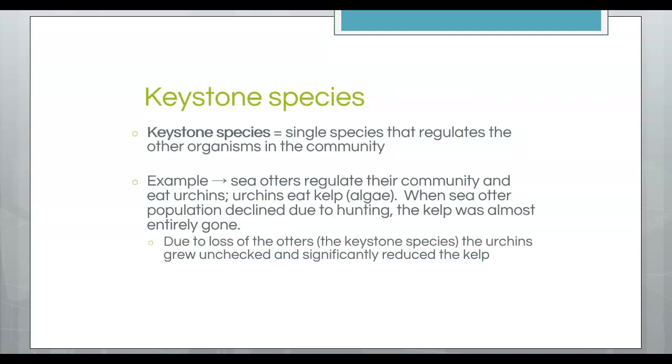Other biotic interactions include keystone species. This is when a single species will regulate other organisms in the community. For example, sea otters regulate their community size. They eat urchins, and urchins eat kelp. If a sea otter population declines due to hunting, then the kelp is almost entirely gone. This is because now the otters can't keep the urchins in check, and so the urchins eat a lot of kelp, and they aren't regulated in terms of the population size.